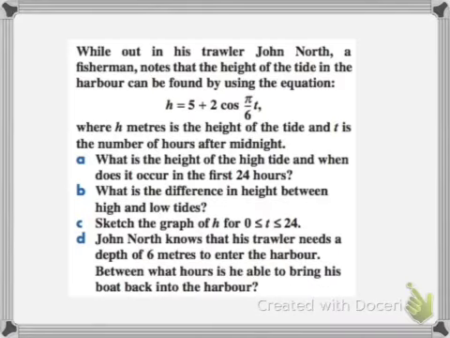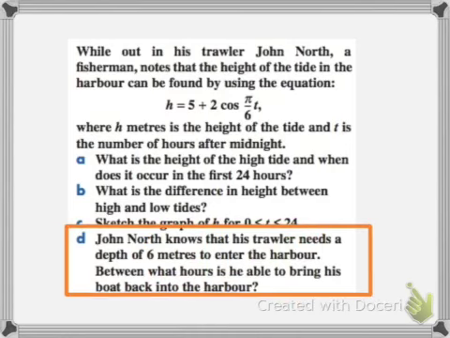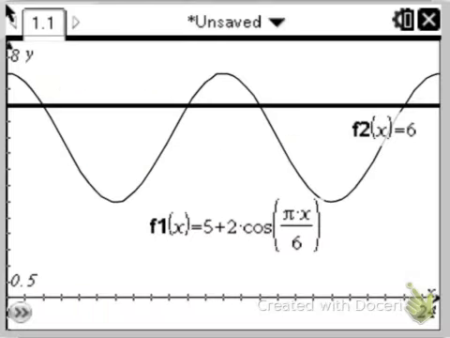Alright, now question D we're up to, and this is sort of an exam classic. John North knows that his trawler needs a depth of 6 metres to enter the harbour. Between what hours is he able to bring the boat back to the harbour? Now, a few ways of doing this, but since you've had to graph it already, the simplest way is to graph a second line.